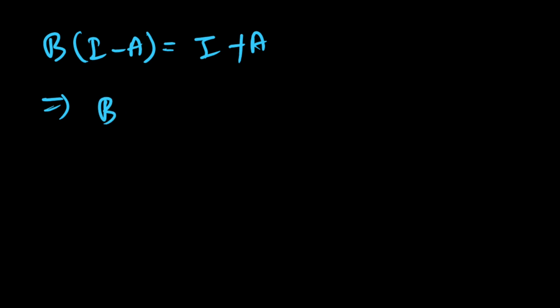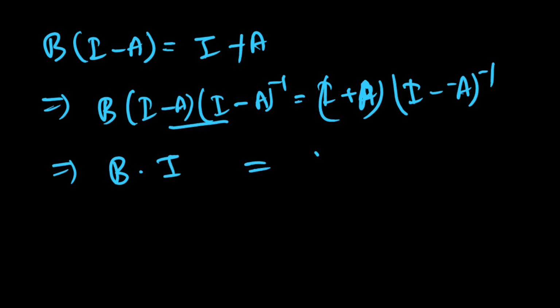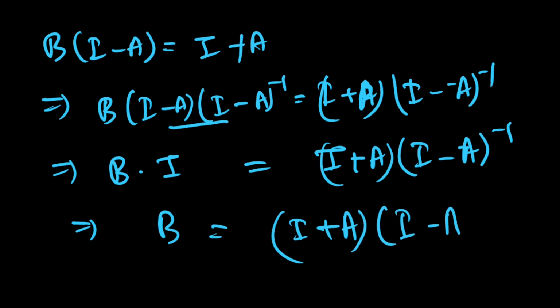So B into (I minus A) is equal to I plus A. We multiply by (I minus A) inverse on both sides. So B times (I minus A) times (I minus A) inverse is equal to (I plus A) multiplied by (I minus A) inverse. This implies (I minus A) into (I minus A) inverse is equal to identity. So B times identity is equal to (I plus A) times (I minus A) inverse. So this implies B is equal to (I plus A) multiplied by (I minus A) inverse.